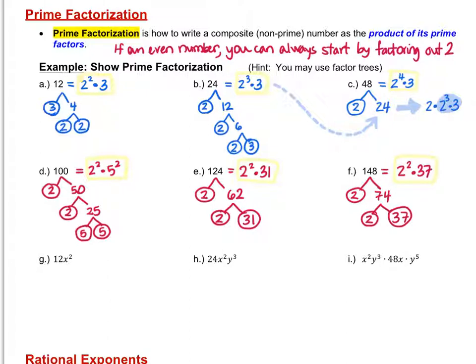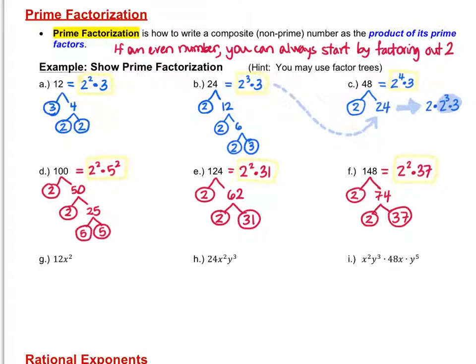We know 24 times 2 is 48. And so we can use the prime factorization for 24, multiply that by 2, so that we are able to get 2 to the 4th times 3. If you have a question about this, ask in class. And we're going to take a look now at what we do when we have variables.